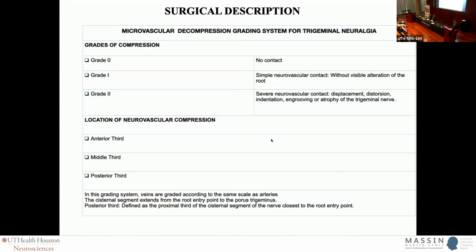Grade, it's very simple. 0, no contact. Grade 1, simple contact. And grade 2, severe neurovascular compression: displacement, distortion, indentation, grooving. And location of the neurovascular compression: divide into anterior third, middle third, and posterior third. Posterior third is defined as the proximal third of the cisternal segment of the nerve closest to the root entry point.